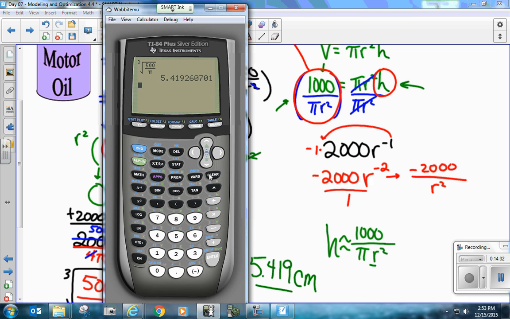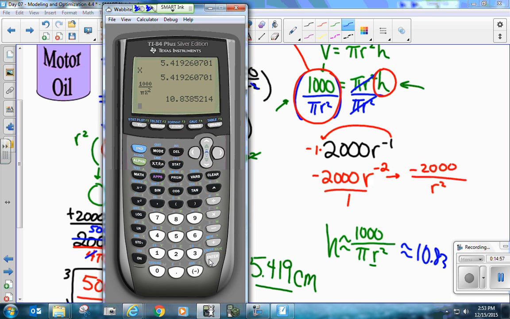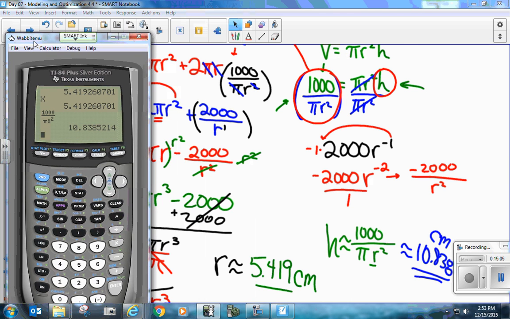Let me do it this way. I'm going to store this as my x, instead of having to read something. So anytime I hit x, I have my radius value. So now, let's go ahead and do this. 1,000 over pi times my radius, which is in the x, squared. And I get 10.838. That's my height in centimeters. And this is my radius in centimeters.